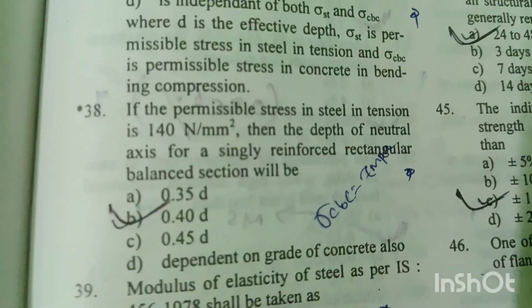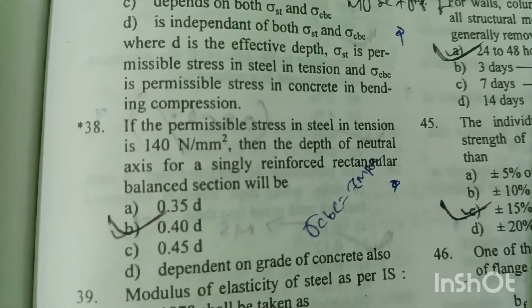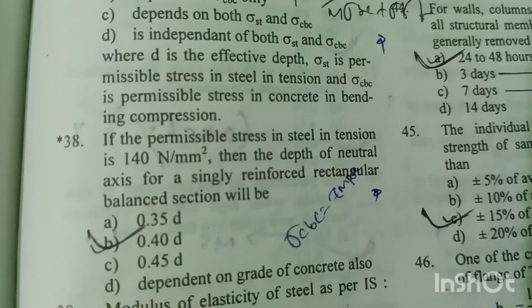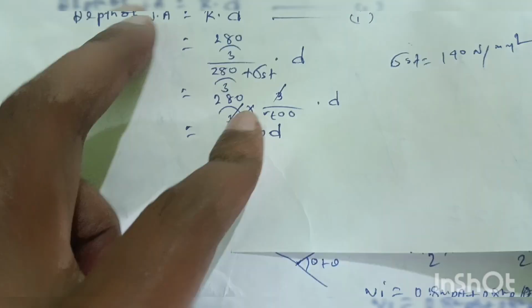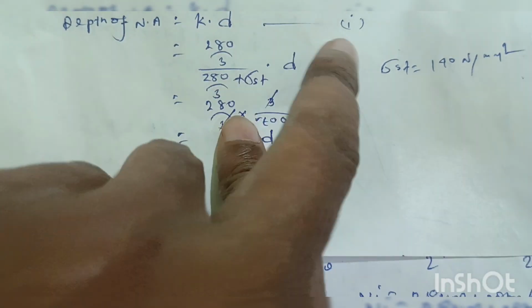Question number 38. If the permissible stress in steel in tension is 140 Newton per millimeter square, then the depth of neutral axis for a single reinforced rectangular balanced section will be. We know depth of neutral axis equal to k into d. This is equation number 1.